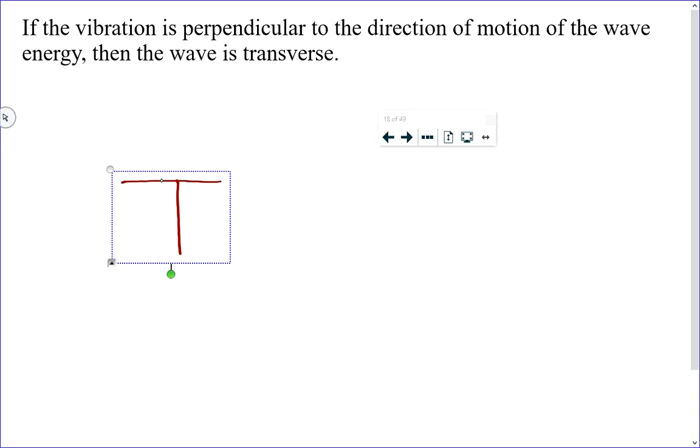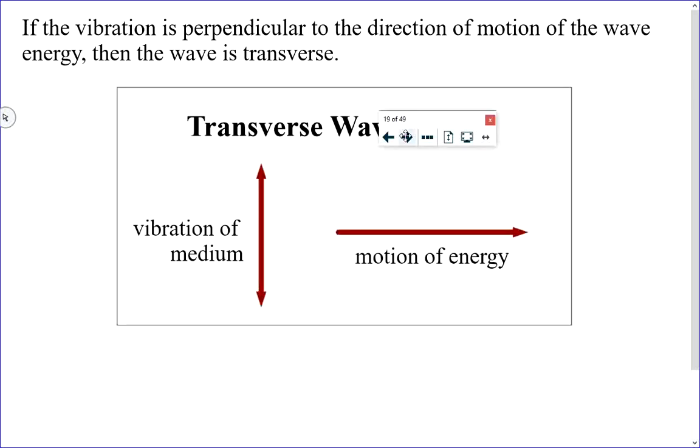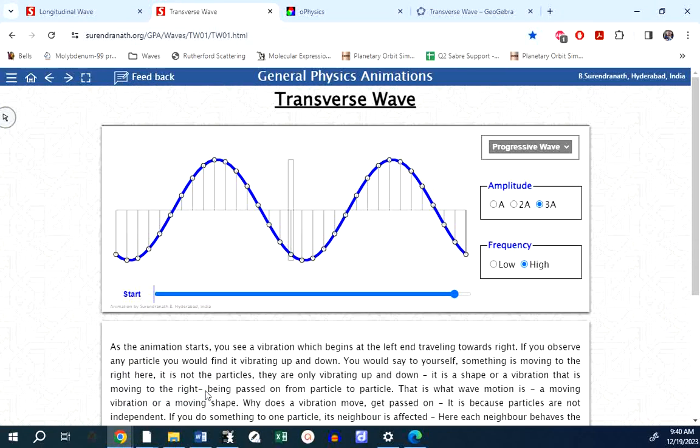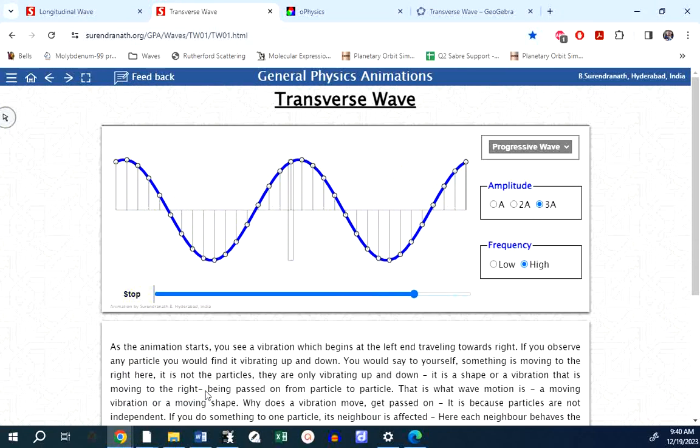Okay? What do I mean by that? I mean that visually, the medium is mostly bouncing up and down. We very rarely have a transverse wave that doesn't travel horizontally. A water wave is a transverse wave. The medium is oscillating up and down, and the energy moves, say, left to right. So the angle between those two directions is 90 degrees, which means it's perpendicular. So this is an example of a transverse wave.